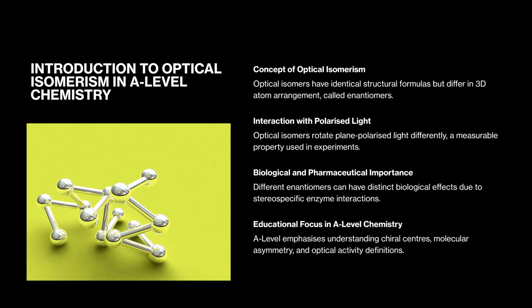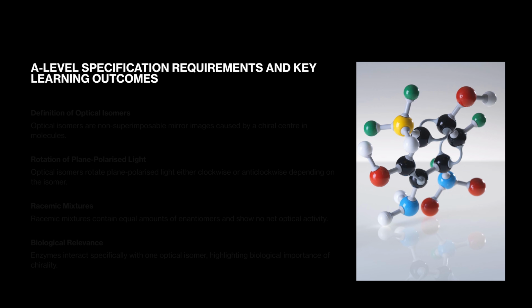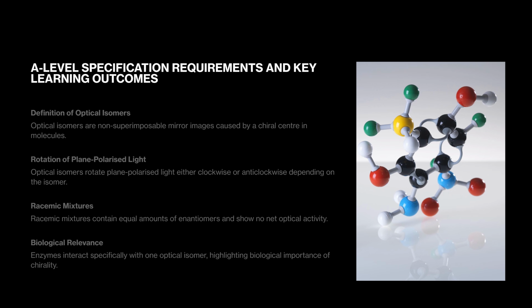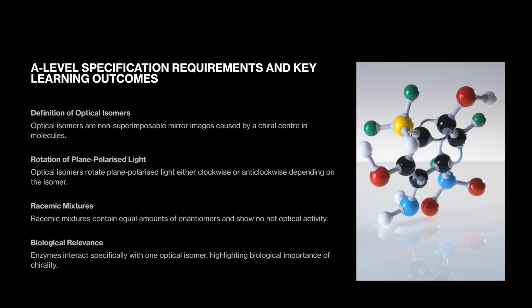What makes them particularly important is that they interact differently with plane polarized light, a property that can be measured experimentally. Optical isomers are non-superimposable mirror images and arise due to the presence of a chiral center in a molecule. A chiral center is specified as a carbon atom bonded to four different groups, leading to a lack of symmetry. Optical isomers rotate plane polarized light, and this rotation can be either clockwise or anticlockwise depending on the isomer. Racemic mixtures are defined as equimolar mixtures of two enantiomers that show no net optical activity.